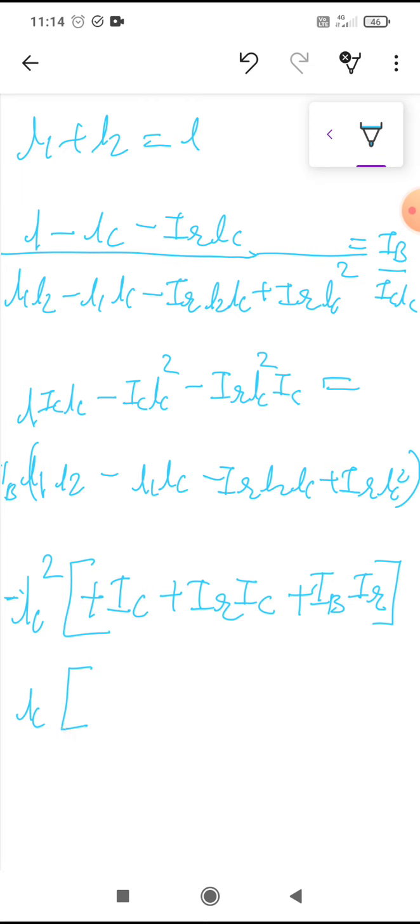Then the LC terms. What are the LC terms? The LC terms are here, IC into L, then here it is minus, so on the left it will become plus L1, and this is minus, so this also will become plus IR L2 into LC. So these are the LC terms. Here we forgot to multiply with IB. These terms need to be multiplied with the IB term. So here IB, and here also IB.